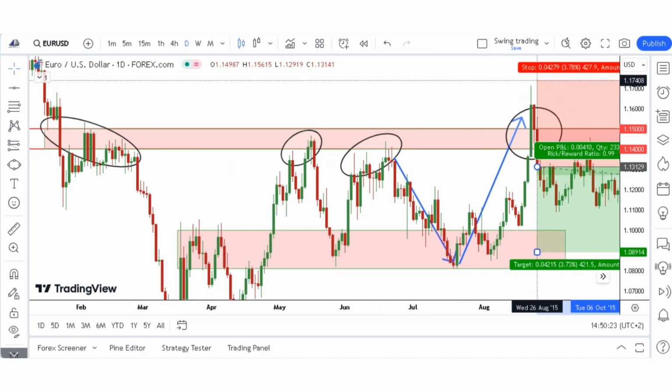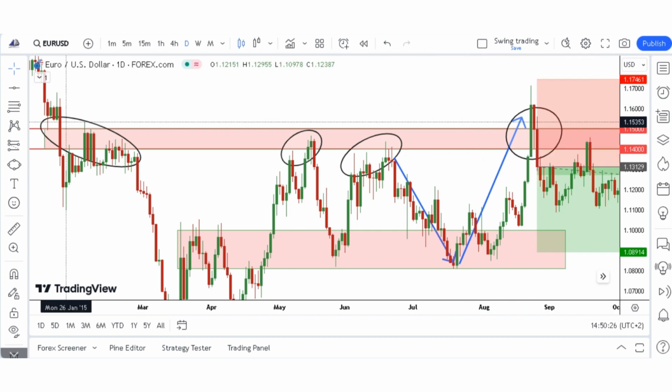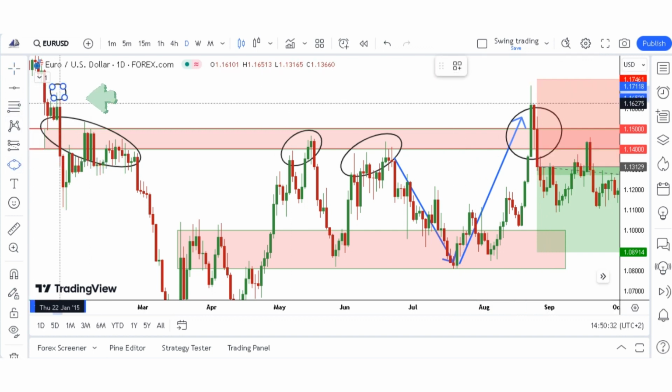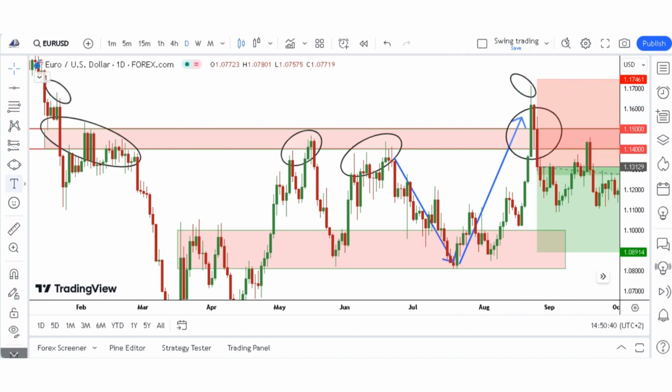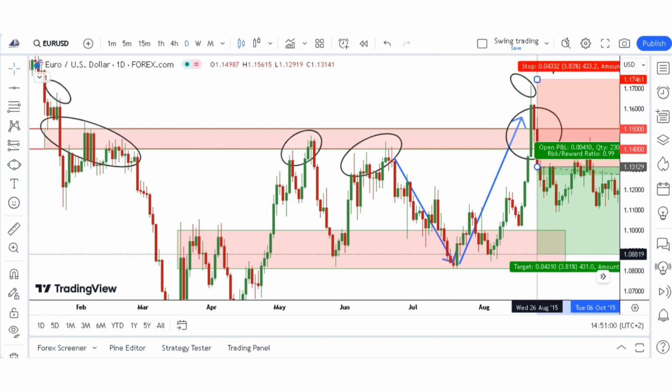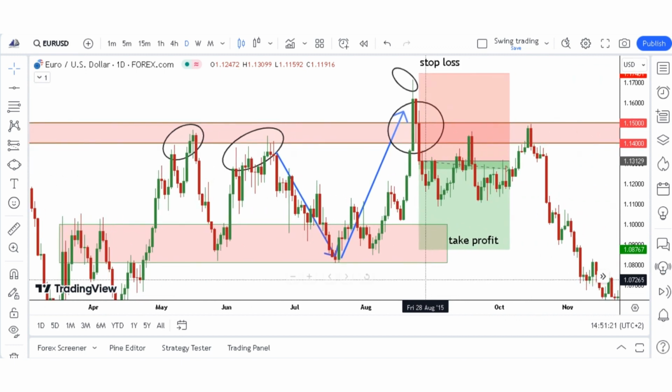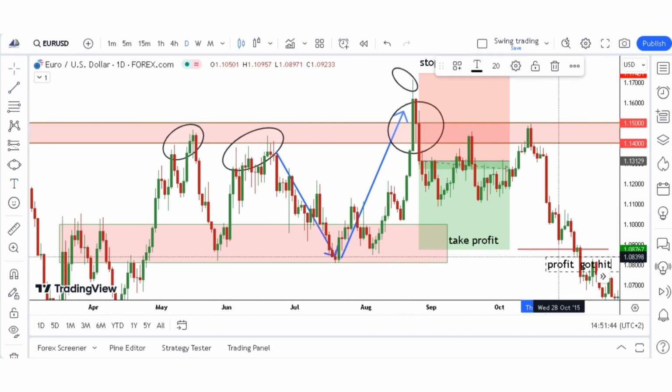Our stop-loss order is placed above the highest point the price reached during the bounce, which also had trouble moving higher in January. Setting a take profit at a 1-to-1 risk-to-reward ratio, we can observe that the price eventually reached our take profit level after fluctuating.